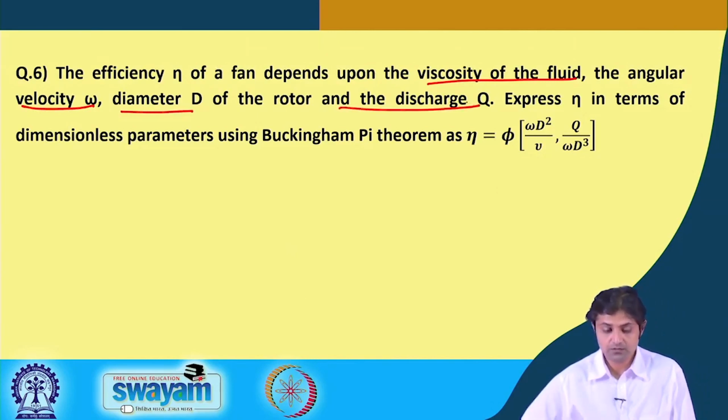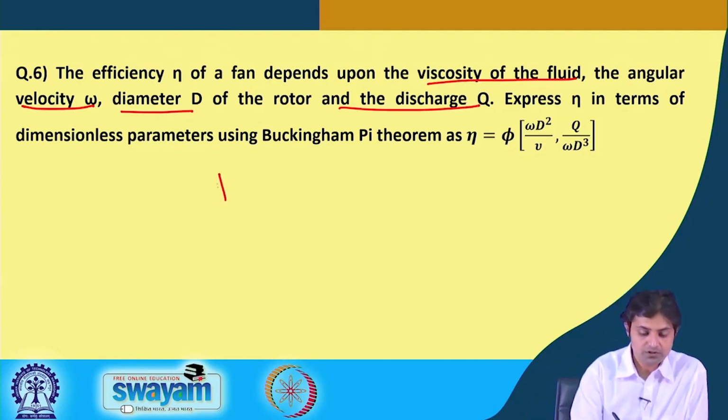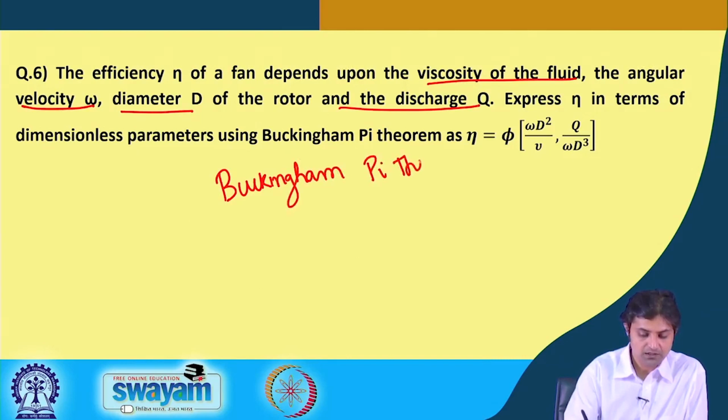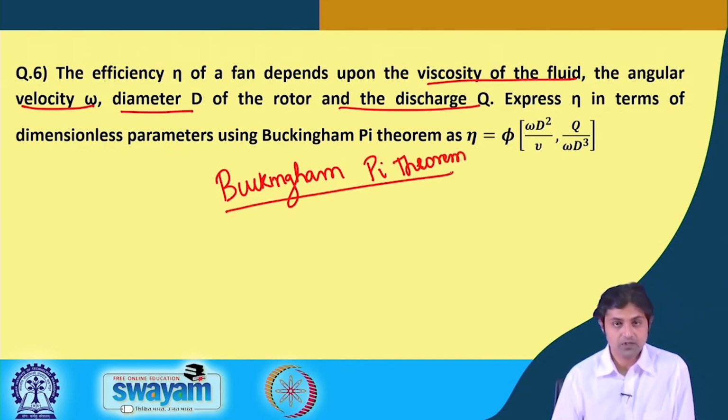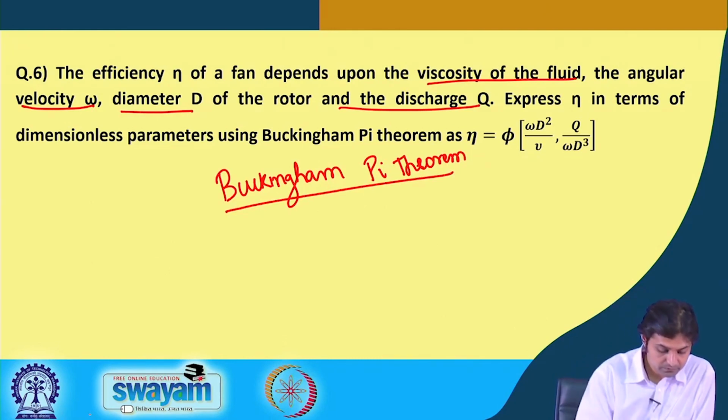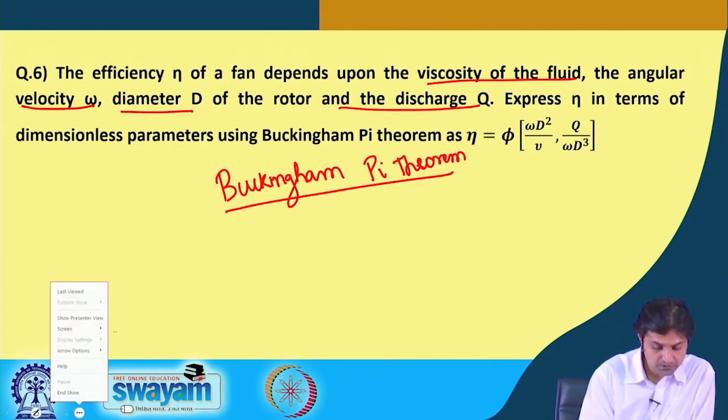Express eta in terms of dimensionless parameters using Buckingham pi theorem as eta is a function of omega d square nu by q by omega d cube. So, here also we are going to use Buckingham pi theorem. As always we will go on a white screen.